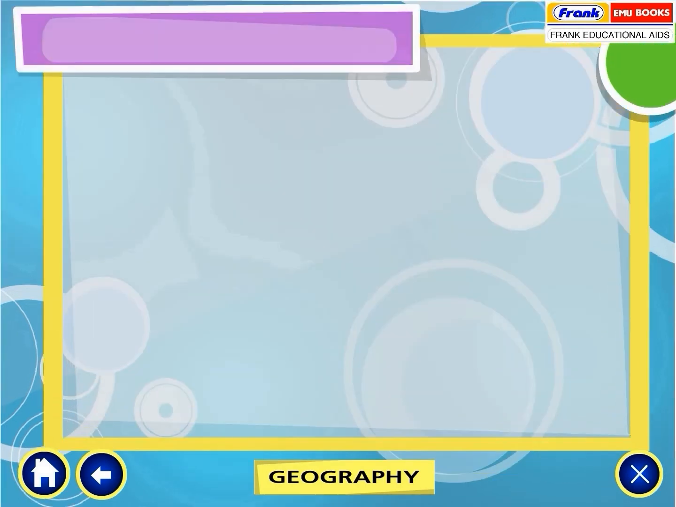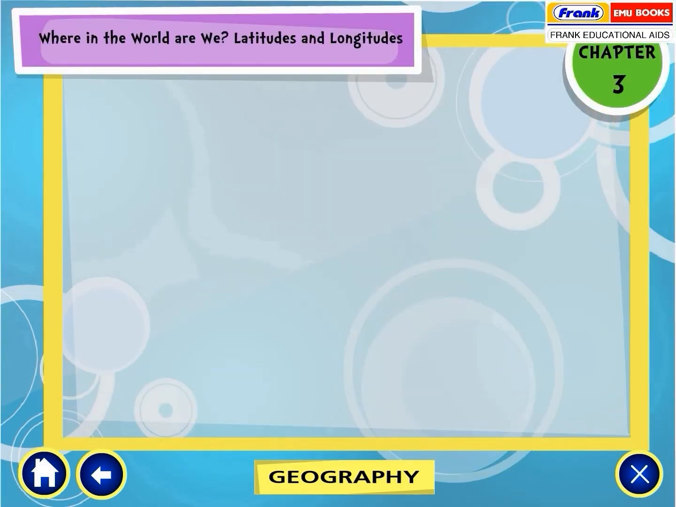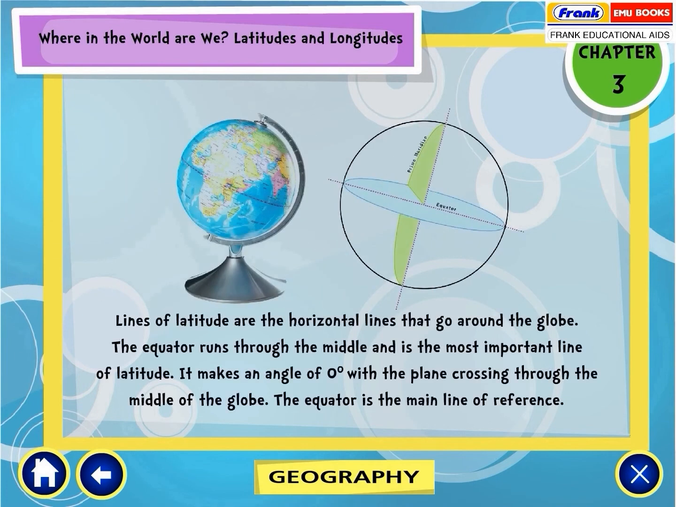Where in the world are we? Latitudes and longitudes. Lines of latitude are the horizontal lines that go around the globe. The equator runs through the middle and is the most important line of latitude. It makes an angle of 0 degrees with the plane crossing through the middle of the globe. The equator is the main line of reference.